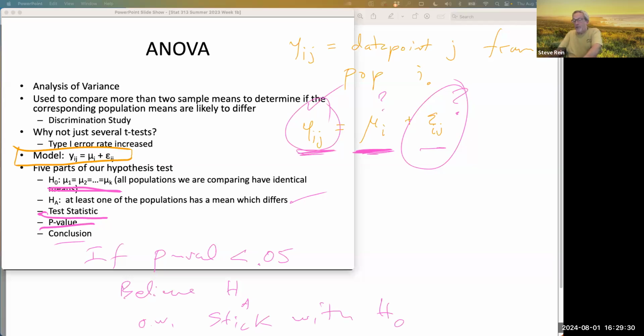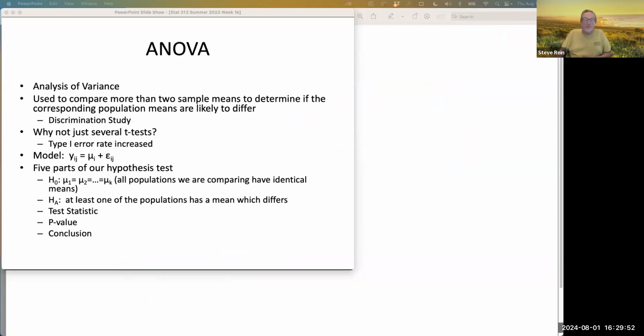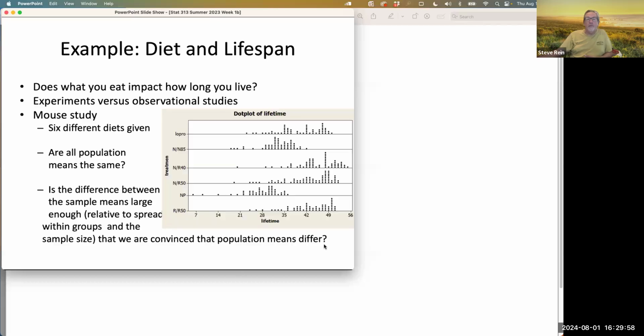And so the question comes to play, how will data convince us that it's wrong? That's where the test statistic comes into play. We have to come up with a way of measuring how close the sample means are to each other. Because if they're all close to each other or far apart, we have to come up with a way of differentiating between those two circumstances. So let's dive a bit deeper in.